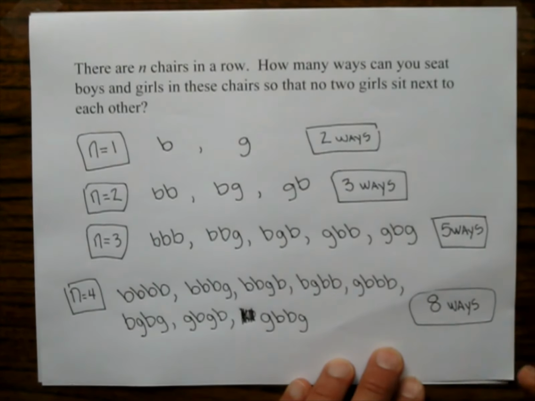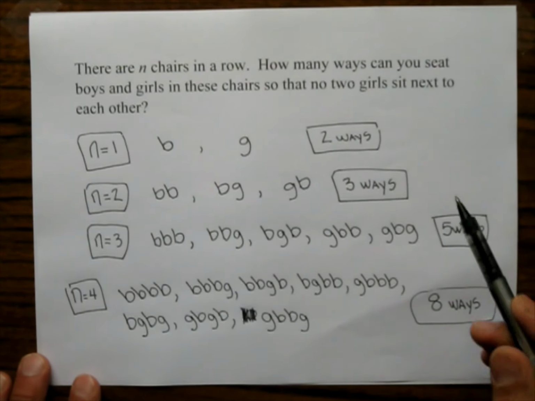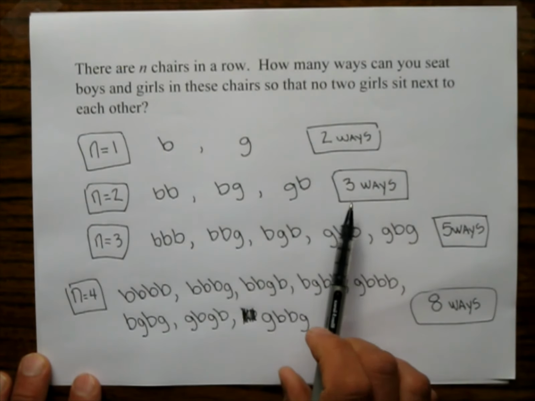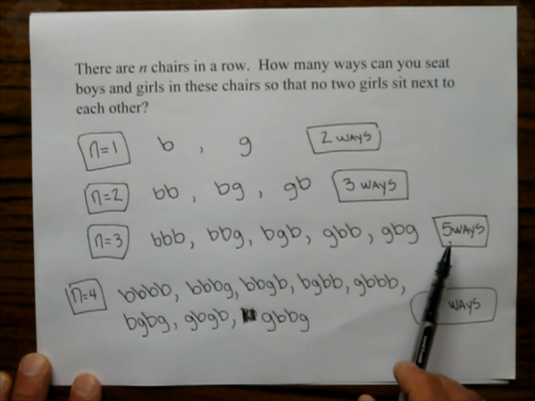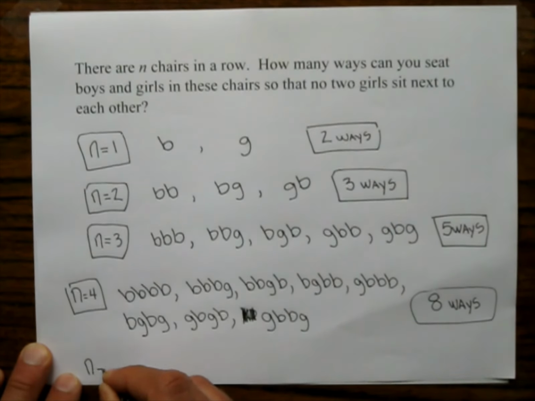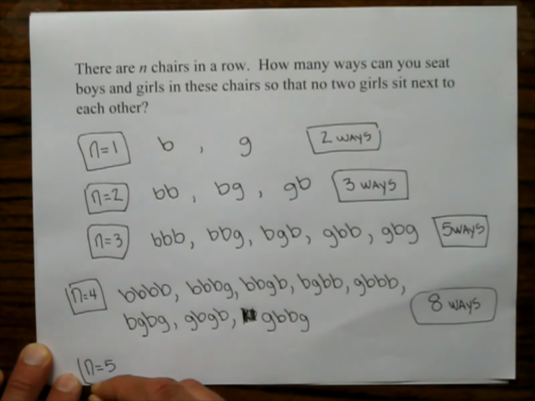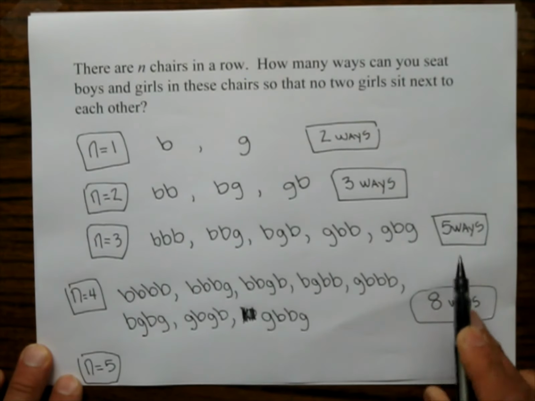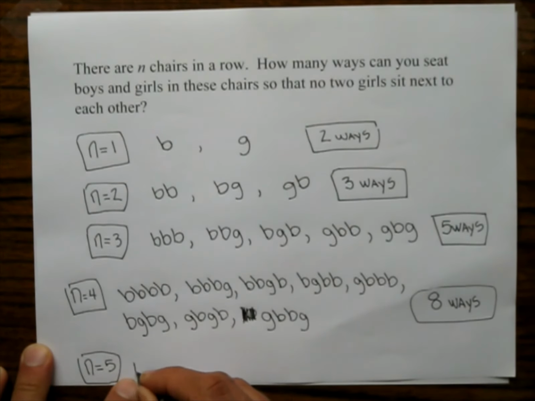Now, before we do n equals 5, let's take a look at our answers. We have 2, 3, 5, 8. Do those numbers look familiar? Well, they should. Those are the Fibonacci numbers. So when n equals 5, instead of writing it all out, we would then say 5 plus 8, which is 13 ways.